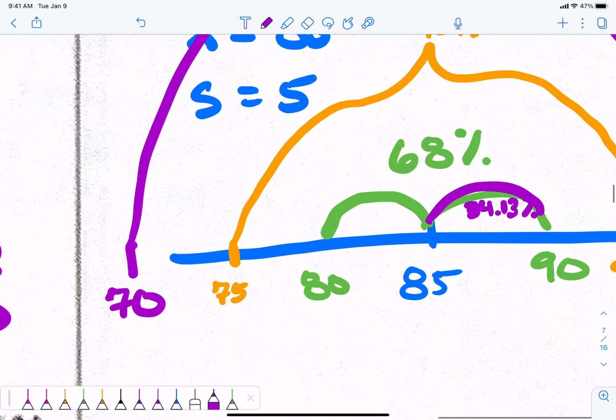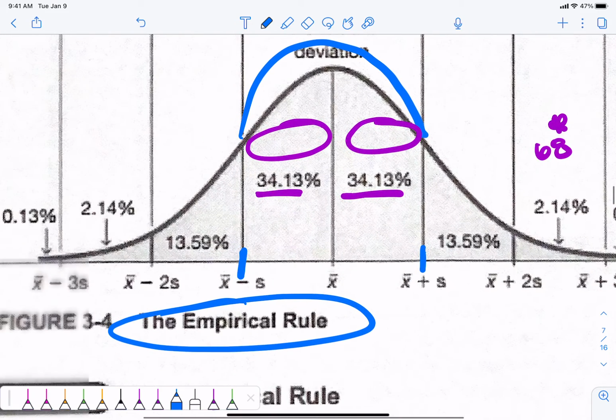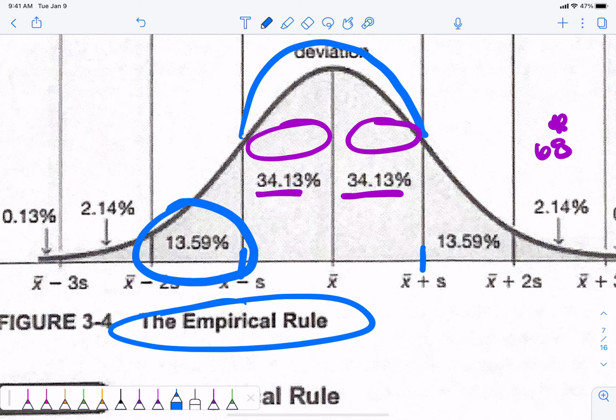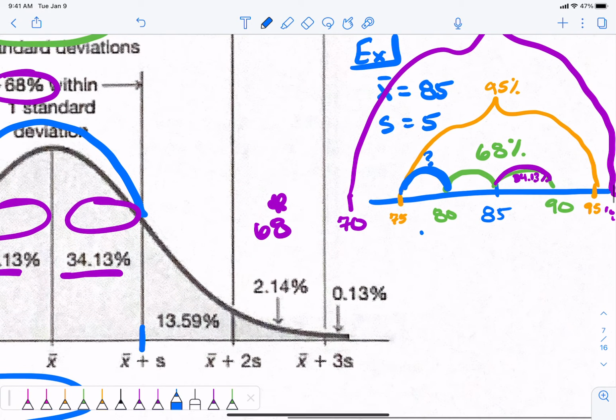All right, I'm going to quiz you with some questions here. What percent of people scored between a 75 and an 80? Okay, 75 and 80 would be like this guy right here. 75 and 80. Do you see that? 13.59, Ellie said. Yeah? Does this make sense?